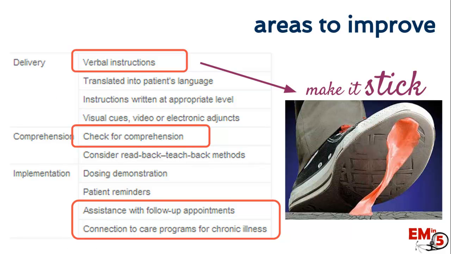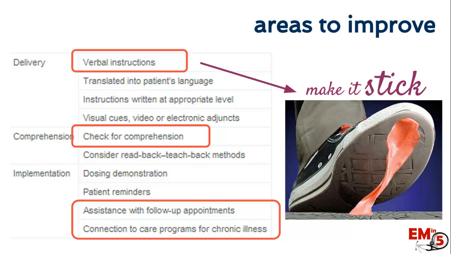So what are some areas we can improve upon? First of all, the delivery. So in order to make our message stick, make sure you tell them verbally what the instructions are in addition to giving them the paper printout. Use a translator as needed. Also, if you're concerned, go back and tell them twice what to return for. Have the nurse do it, and then also give them a sheet. The more times you tell them, the better it's going to stick.